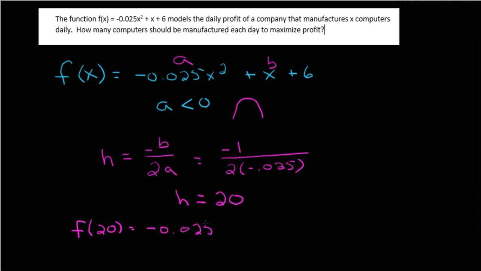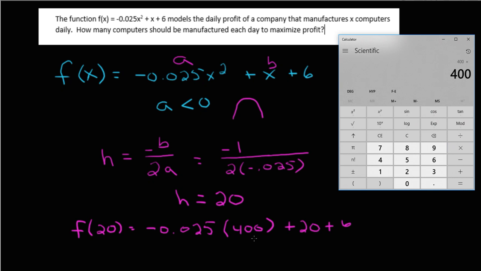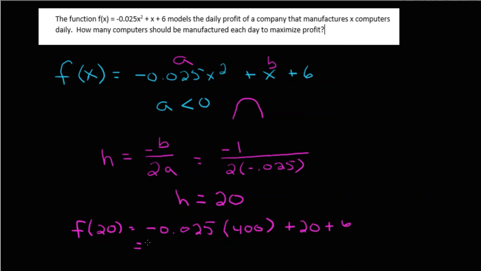0.025 times 400 plus 20 plus 6. So 400 times negative 0.025 is negative 10, plus 20 plus 6. So that's 16. So your vertex is going to be at 20 and 16.